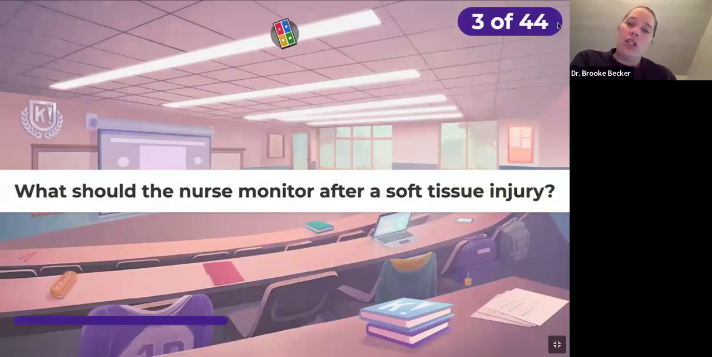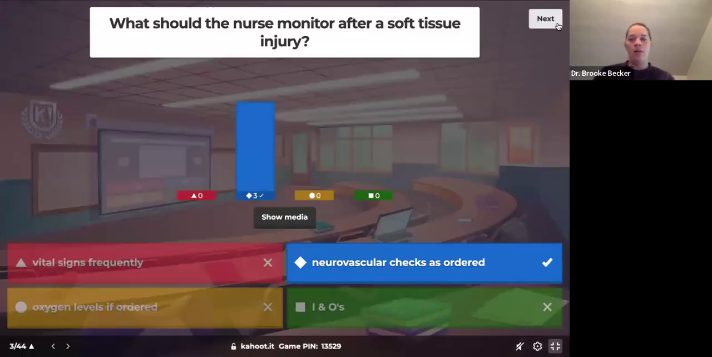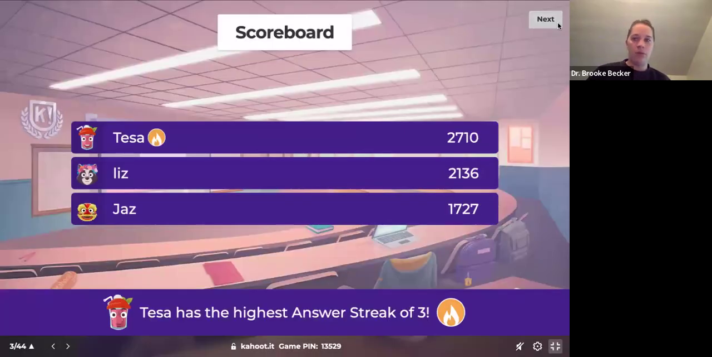Okay, what should the nurse monitor after soft tissue injury? Vital signs frequently, neurovascular checks as ordered, oxygen levels if ordered. Yes, neurovascular checks. You want to make sure that they still have pulses, they're not pale, they can feel you touch, they're not having paresthesia, so numbness, tingling, all of that sort of thing. Pain is involved in your neurovascular checks too. Okay, good.